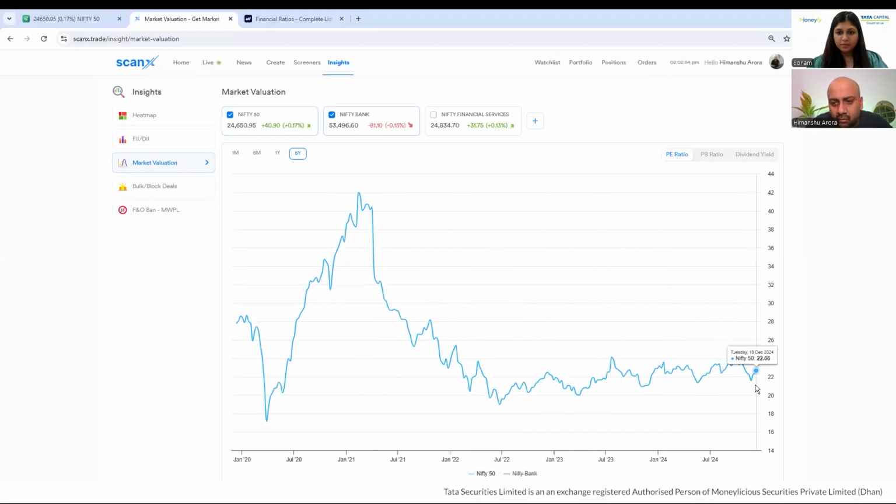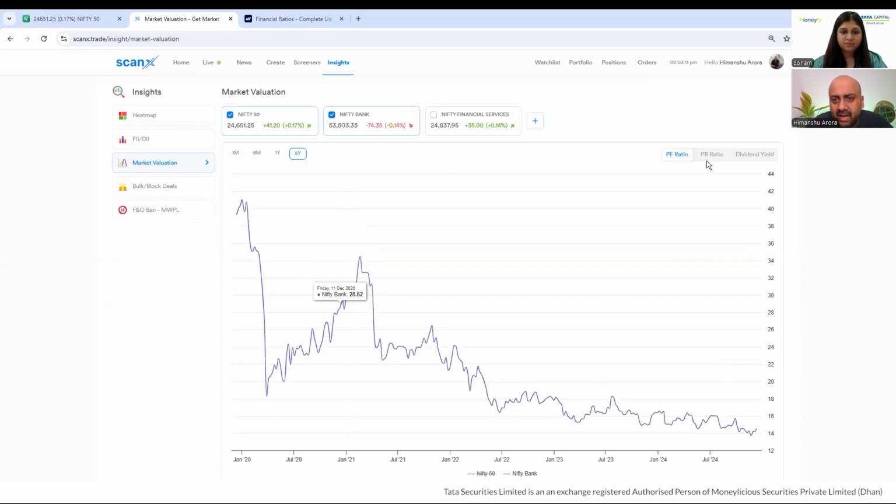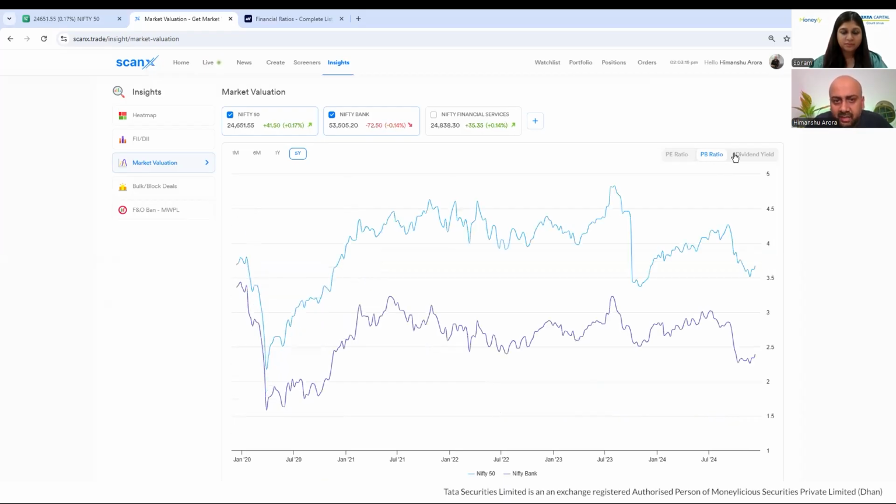So whenever it goes around, let's say 20, and I'm not sharing any recommendation here, but the idea is that an analyst can know that if it is trading around 20 or so, then it is undervalued, or if it is trading around 24 or so, it can be called overvalued. So this way you can analyze Nifty, Bank Nifty, and also you can add based on PE ratio, PB ratio, dividend yield. Not just this, you can add more indices also.